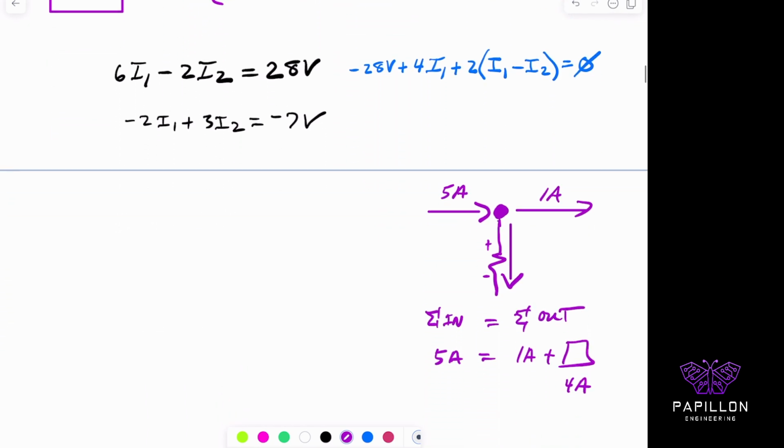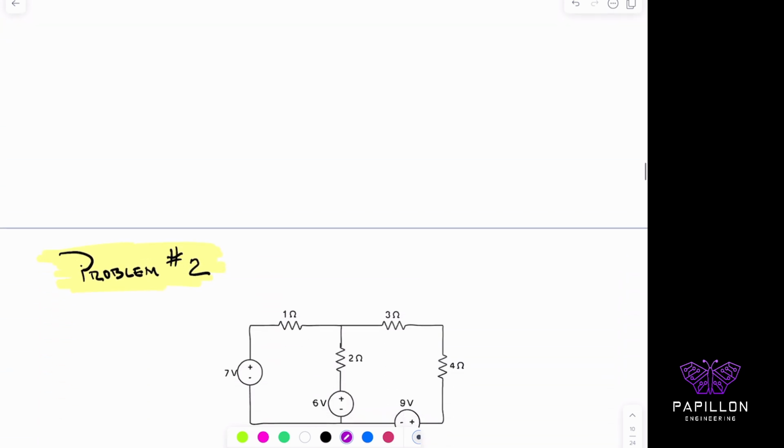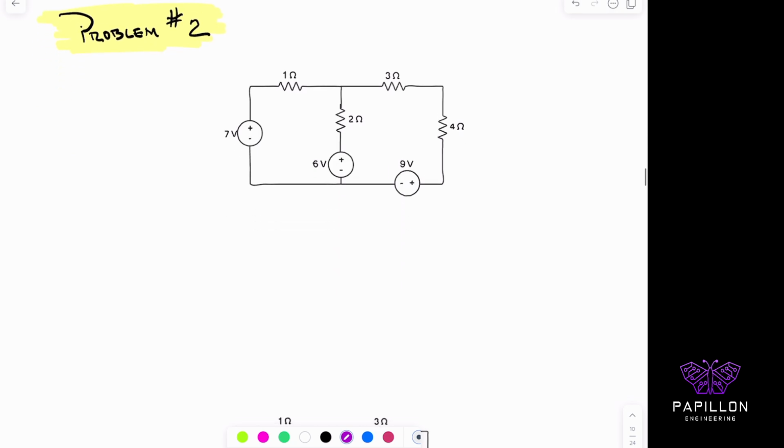So let's go ahead and look at another problem. Here's the other problem, and the idea is the same. You're going to do what we did before, and again, this is just a practice day to get you comfortable solving these problems. We're going to go clockwise again, give it a name, I1, and say this one's I2.